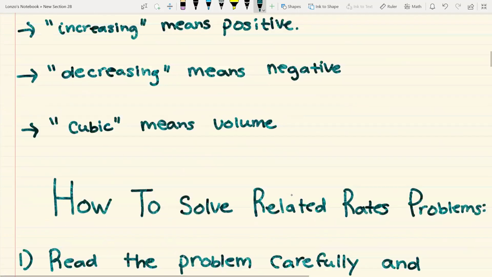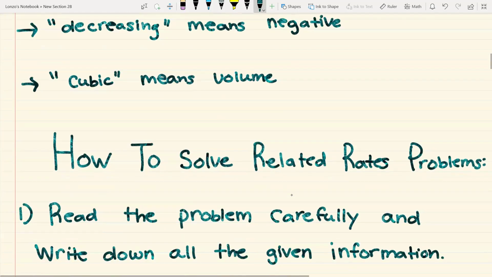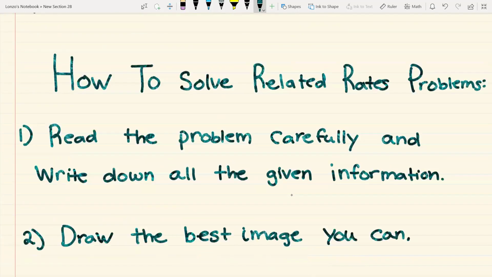Okay, so how do you solve a related rates problem? I'm not gonna lie, these are not easy to do because these are word problems. Here are some steps that can help. Read the problem carefully. If you have to read it more than once, do so. Write down all the given information. Even if you don't think it's important, write it down anyway.